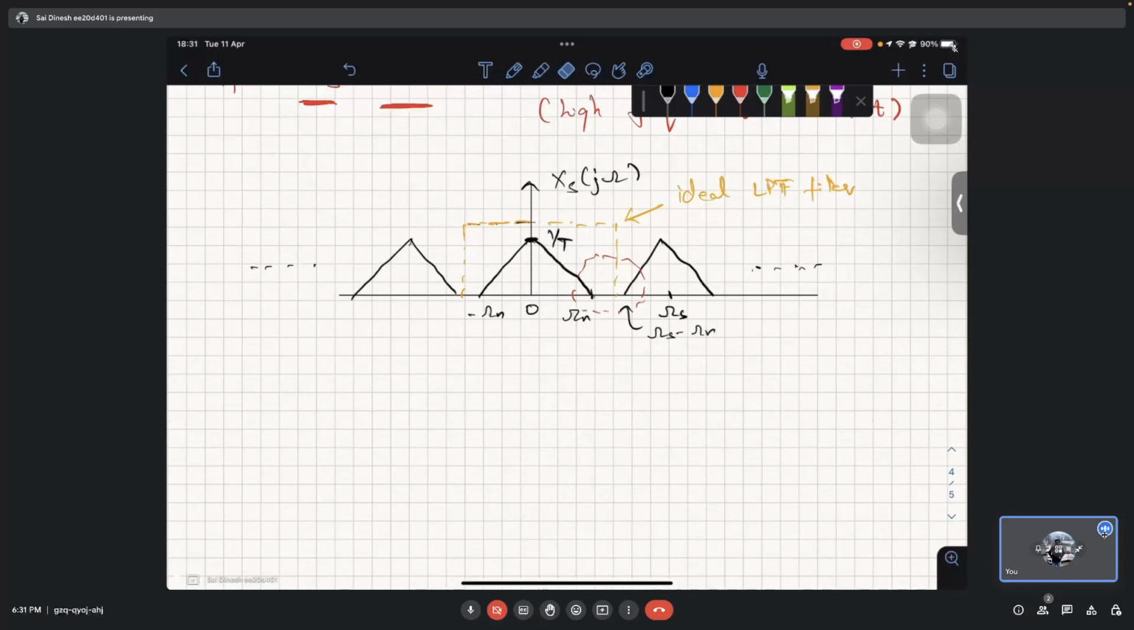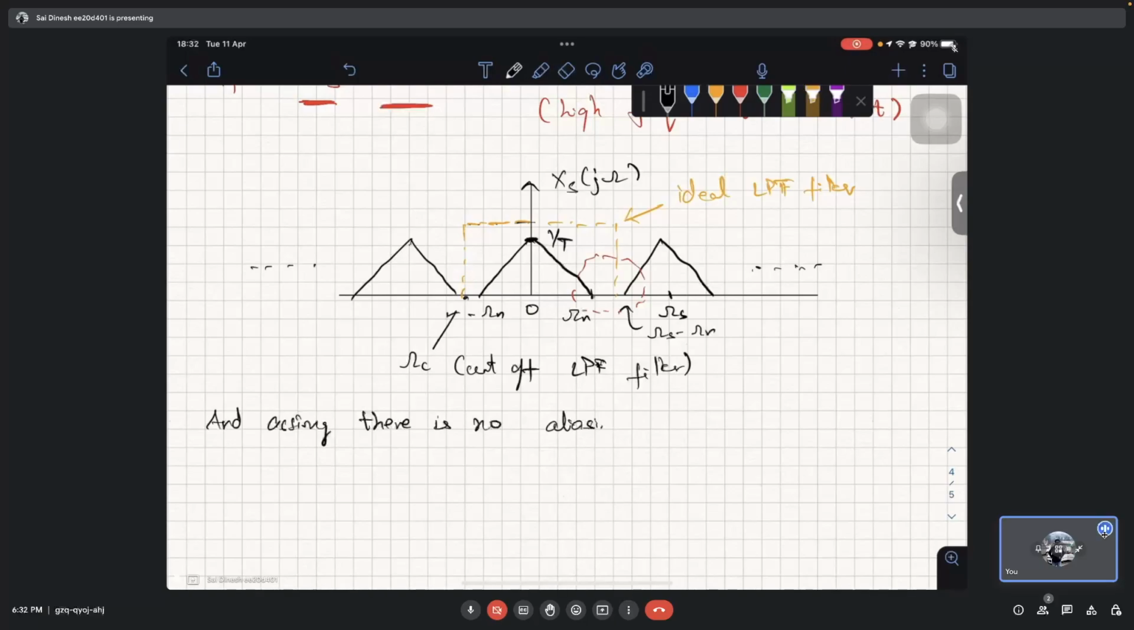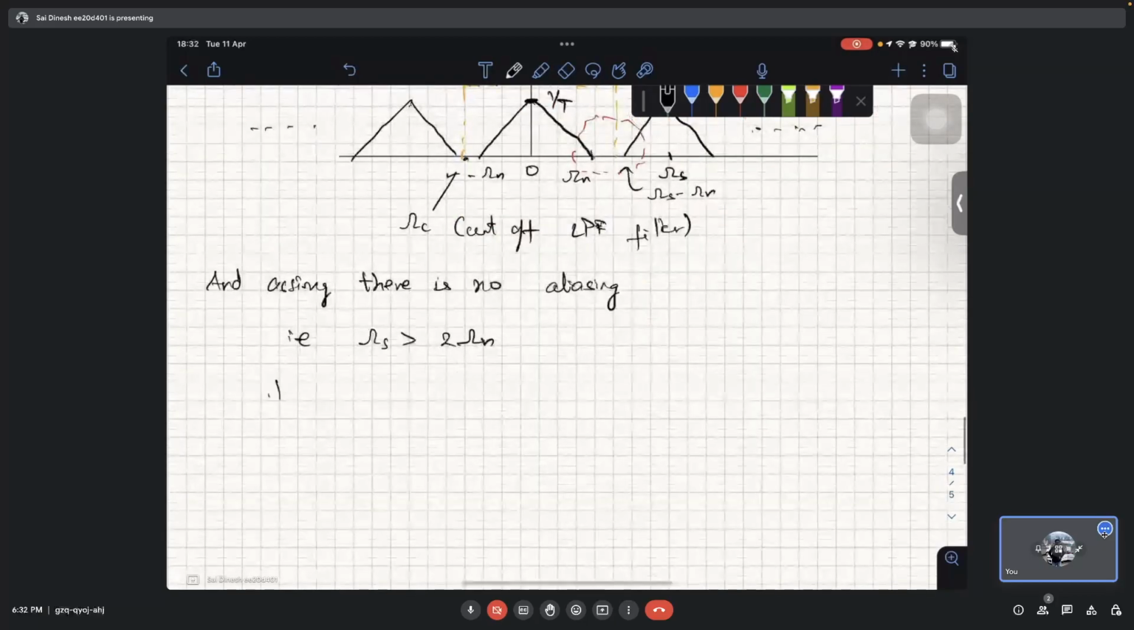So yeah. So let's say this is omega c, the cutoff of the LPF filter, and assuming there is no aliasing, that is omega s is greater than 2 omega n, then if omega n is less than or equal to omega c less than or equal to omega s minus omega n, right?